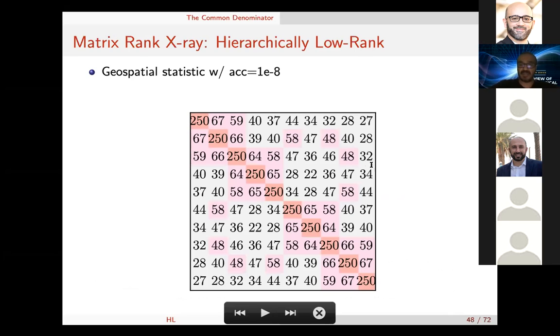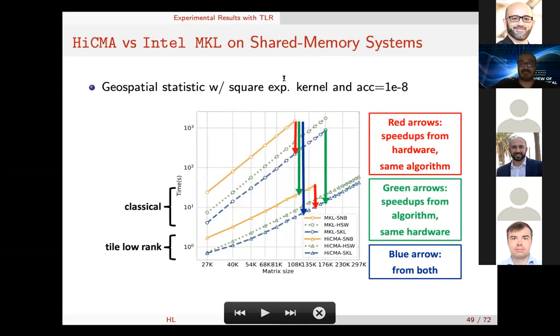This is a matrix. Each of those numbers represents the number of most significant singular values that I need to retain to achieve an accuracy of 10 to the minus 8. So my block here is 250 by 250. Out of those 250 singular values, I only keep 27 because I only need 27 to get me to the right accuracy. And by doing that compression and associating my new Cholesky, which will operate on a compressed data layout, with a runtime system, this is the type of graph that we are able to generate, comparing HiCMA against a dense Cholesky from Intel MKL, the vendor optimized BLAS, LAPACK, I'm sorry, on shared memory.